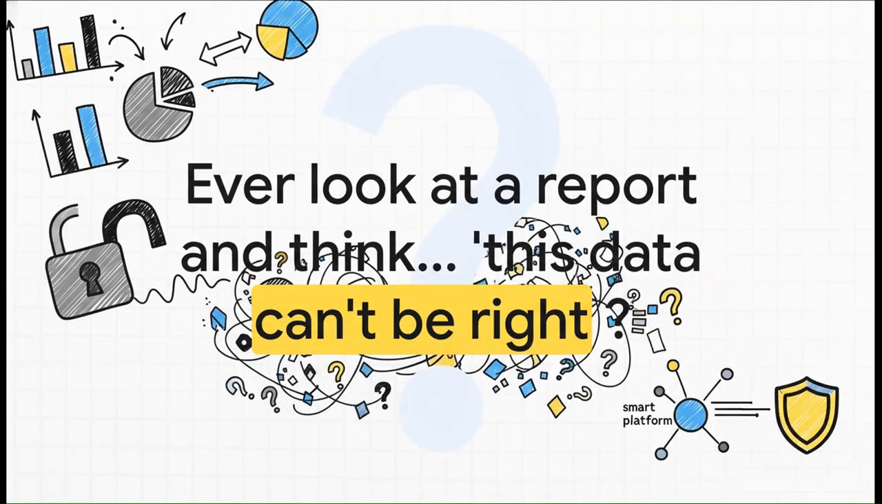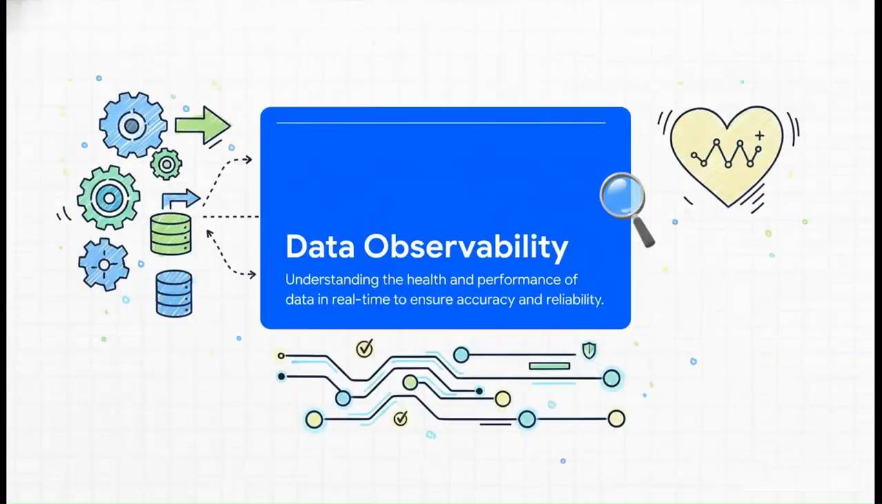You're staring at a dashboard, sales figures, user metrics, whatever, and you just get that sinking feeling in your gut. Something is just wrong. That moment of doubt, that's the exact problem we're diving into. Because when you can't trust your data, every single decision you make is basically a coin toss. And thankfully, the solution has a name: data observability.